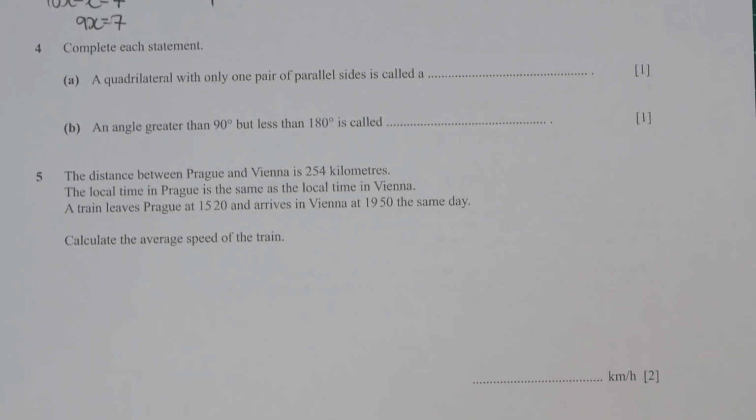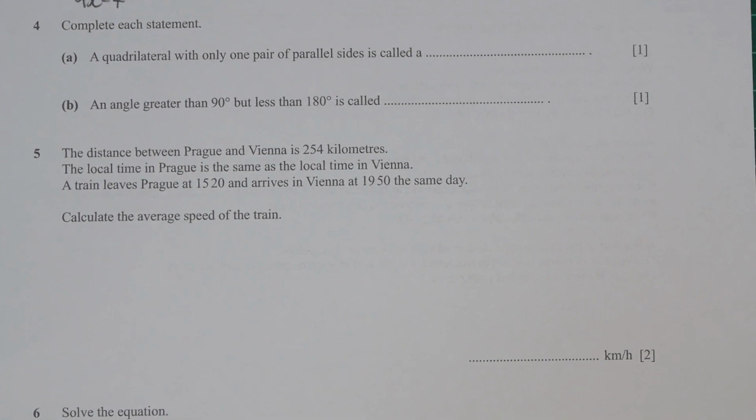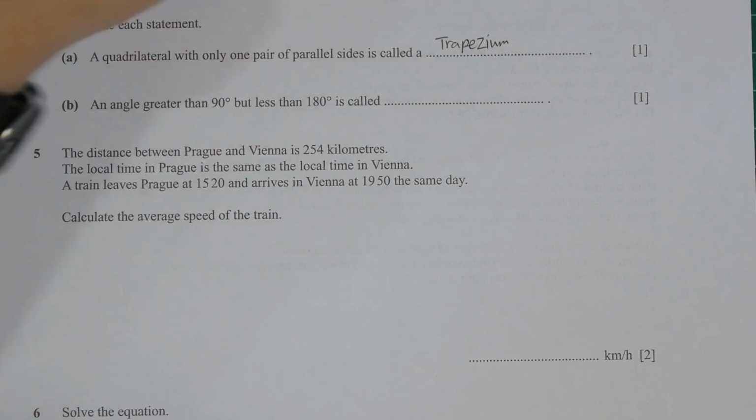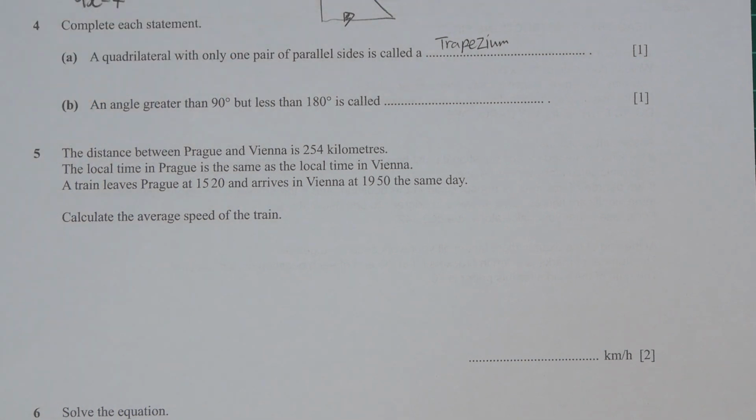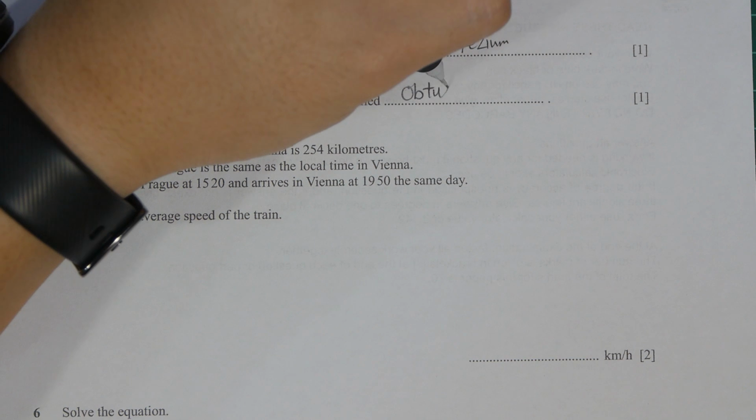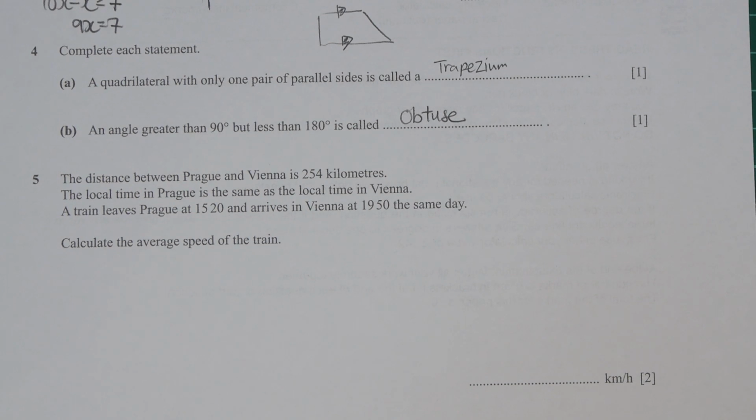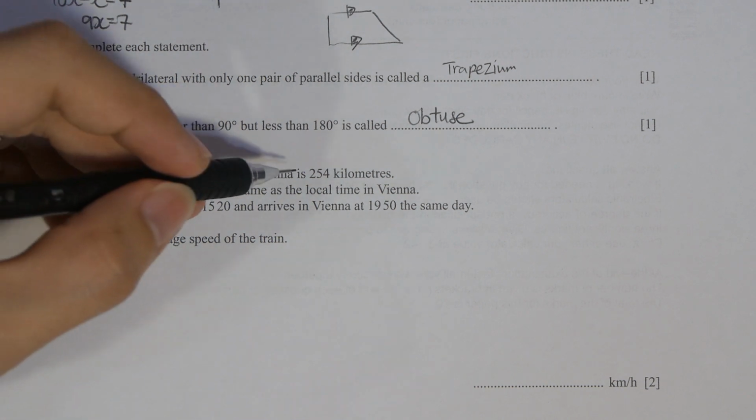Question 4, a quadrilateral with only one pair of parallel sides is called, this one I drew up there, this is called a trapezium. An angle greater than 90 but less than 180 is actually called obtuse. The other terms that students need to know are right angle, acute angle, as well as reflex angle. These are the things you need to figure out.